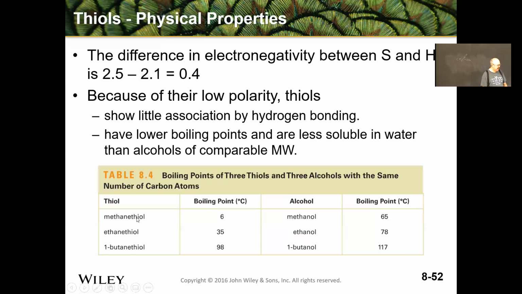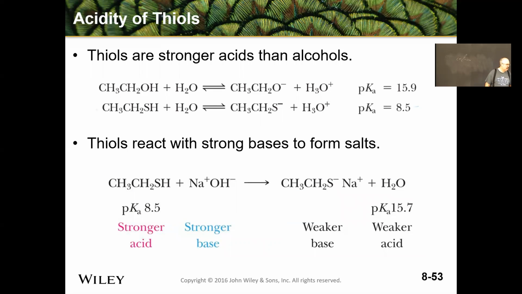Methane thiol is a gas at room temperature. 6 degrees Celsius is its boiling point, compared to methanol, which can hydrogen bond and has a boiling point of 65. Here's a comparison of ethanol and ethane thiol. You can see, again, because of hydrogen bonding, the ethanol has a higher boiling point. This is a key difference between thiols and alcohols, and that is acidity.